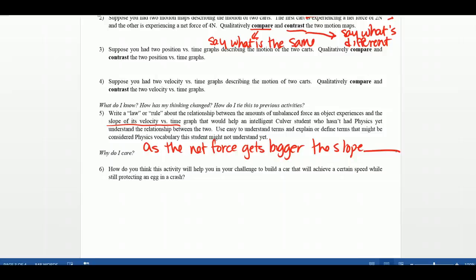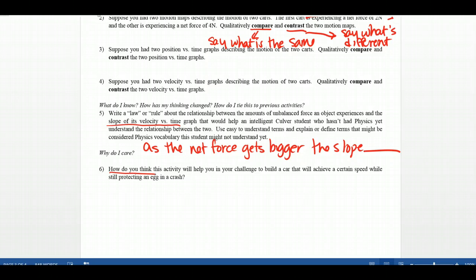And then use easy to define terms. Define terms that people might not know, like velocity and net force. So 2 to 3 sentences on that one. And then the why do I care question is really, why do you care? I really want to know, how do you think this activity will help you? So I want you to sort of connect it to that activity.